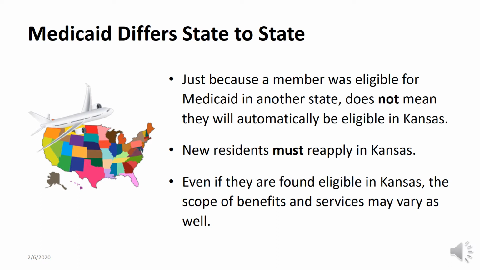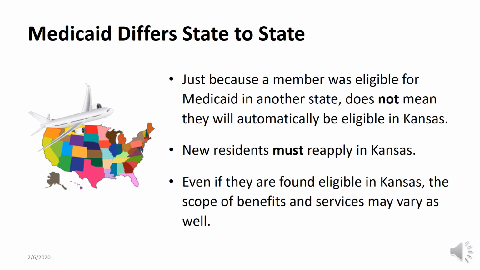So, for example, someone may call and say, "I had Medicaid in the state I just moved from, so can you help me transfer my coverage?" The answer is there are no transfers of coverage. The individual may or may not be eligible in Kansas. They're going to need to reapply to find out.